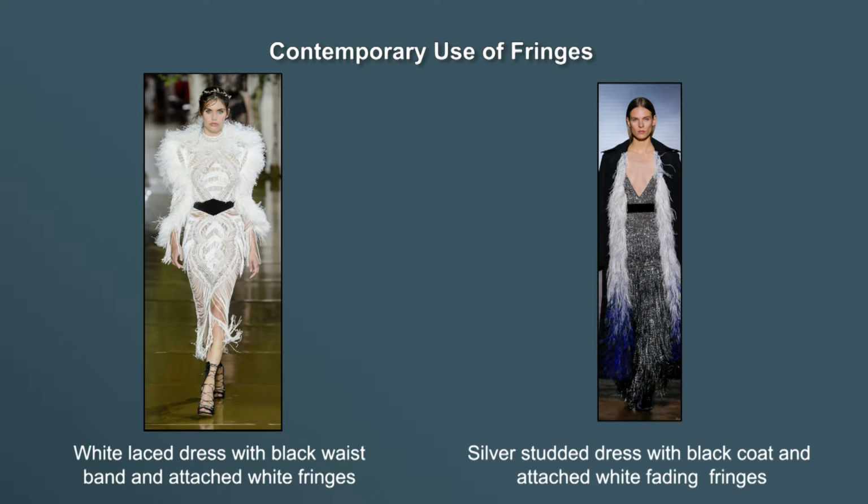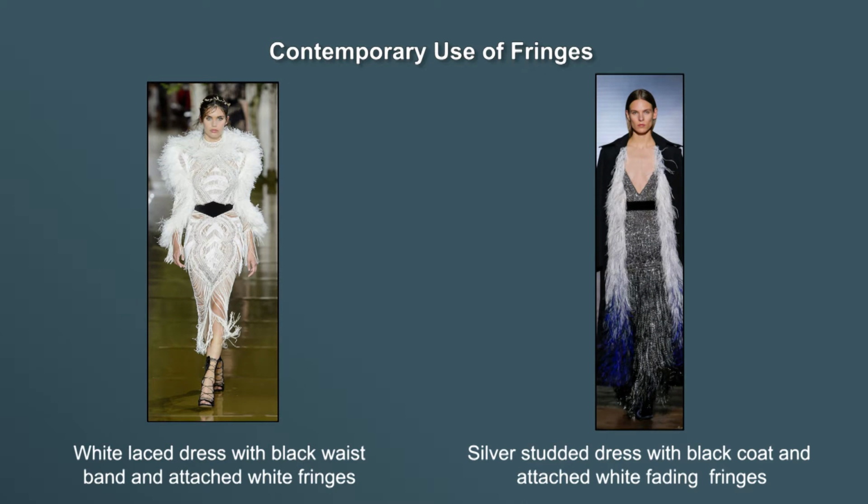The first image shows a white laced dress with contrast black waistband and attached white fringes. This is also a good example of emphasis that we learnt in previous unit. In this case, the emphasis is on the belt. On the right is silver studded dress with a black coat and attached white fading fringes.